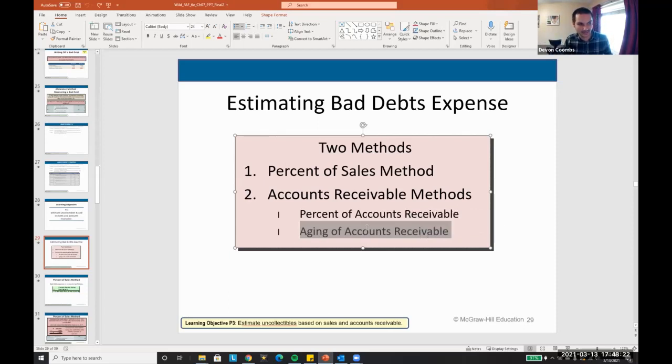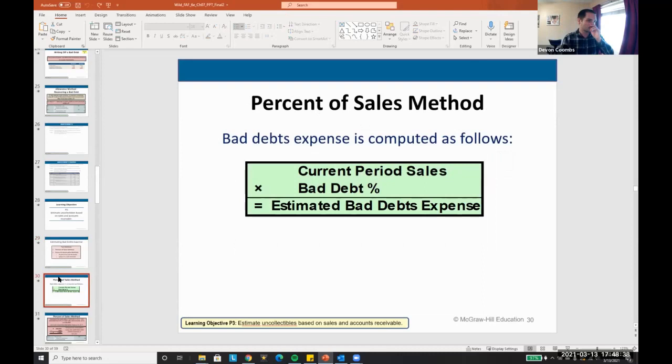This is kind of the ranking of what is least accurate to most accurate. Percent of sales is probably the least accurate. Aging is the most accurate estimate. Percent of sales is the easiest. Aging is the hardest. So percent of sales is simple. Current period percentage of sales times a bad debt percentage equals our estimated bad debt expense. So every year or every quarter, we'll just do this estimate.